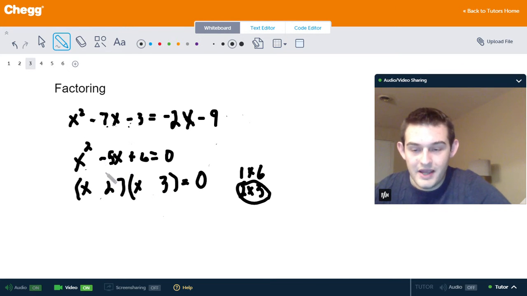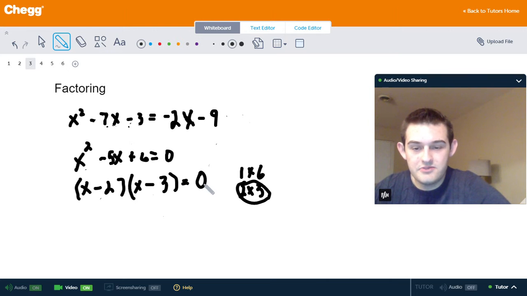So I have to have these two add to negative 5 and multiply to be positive 6, because when I FOIL, I'll end up adding and multiplying. Okay, so to make it negative, both of them have to be negative. So negative 2 plus negative 3 is negative 5, and negative 2 times negative 3 is positive 6. So that works. So this right here is my factored equation.